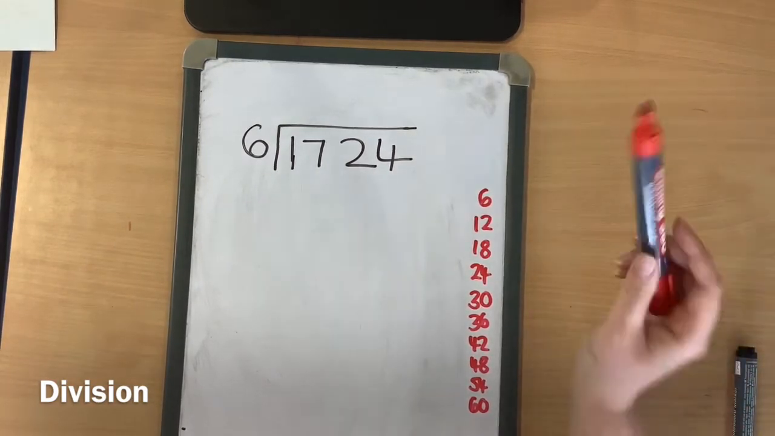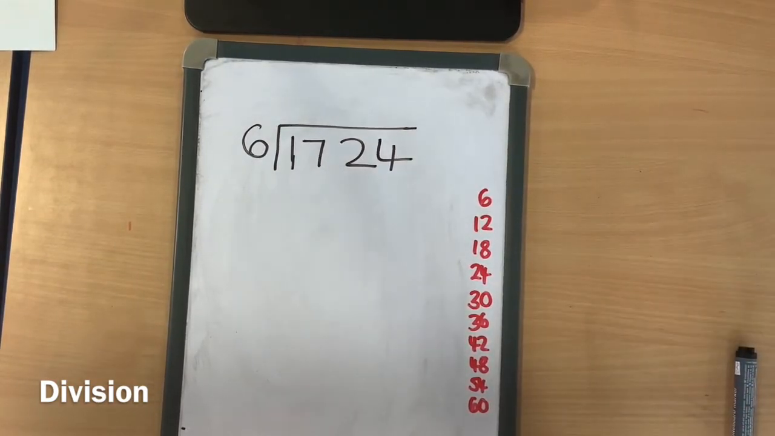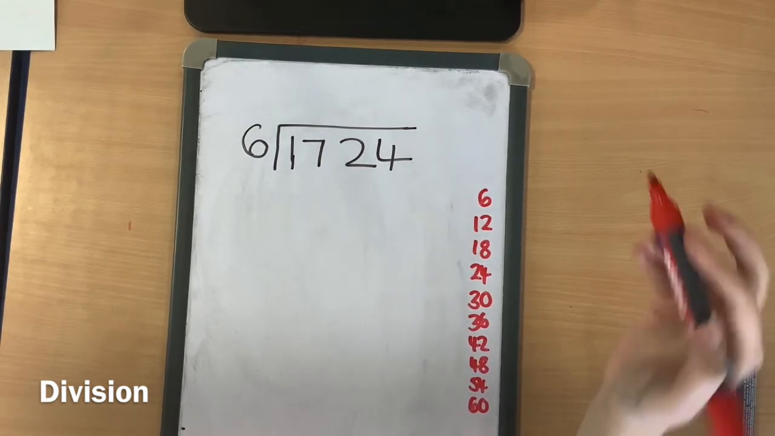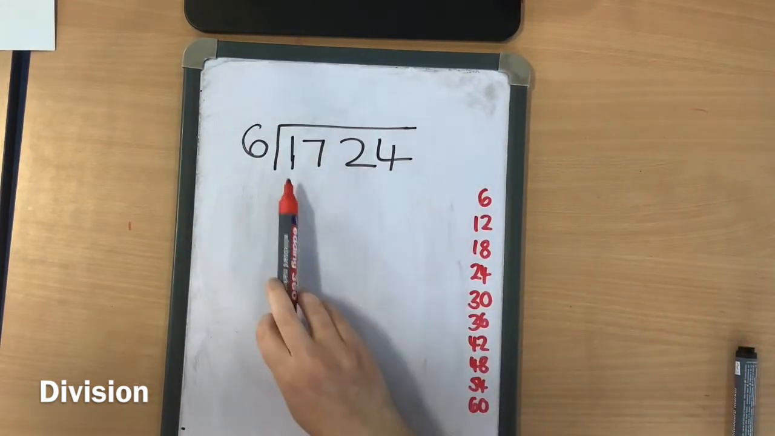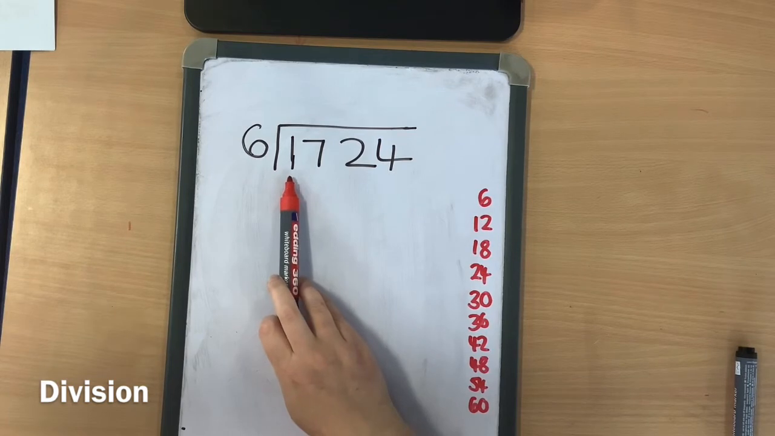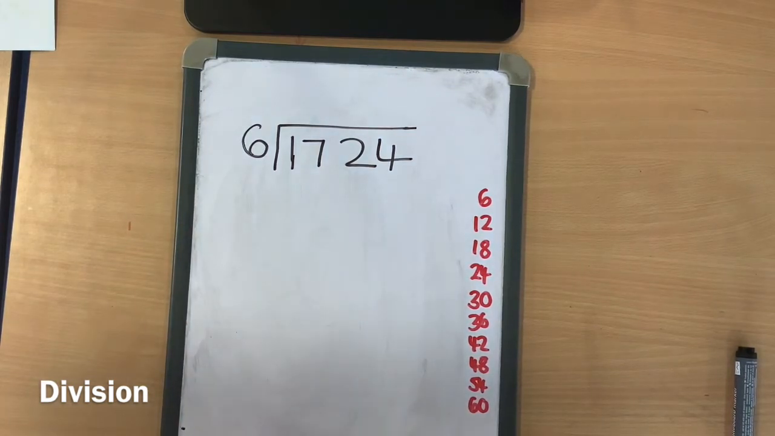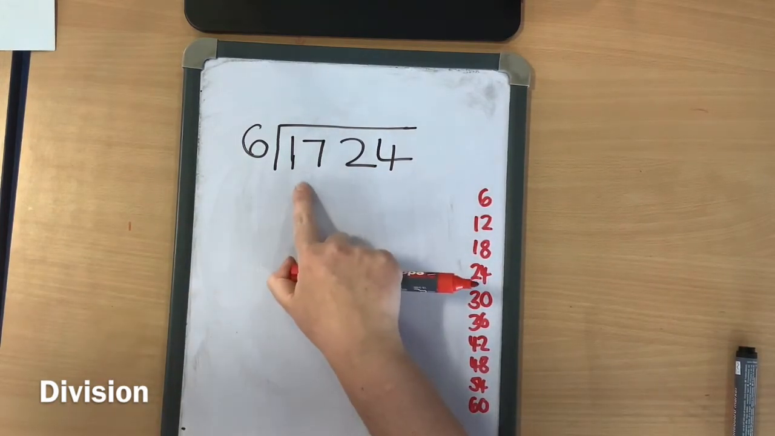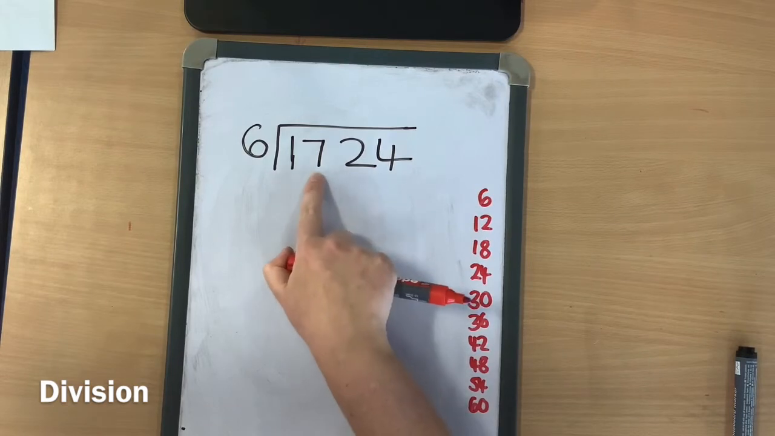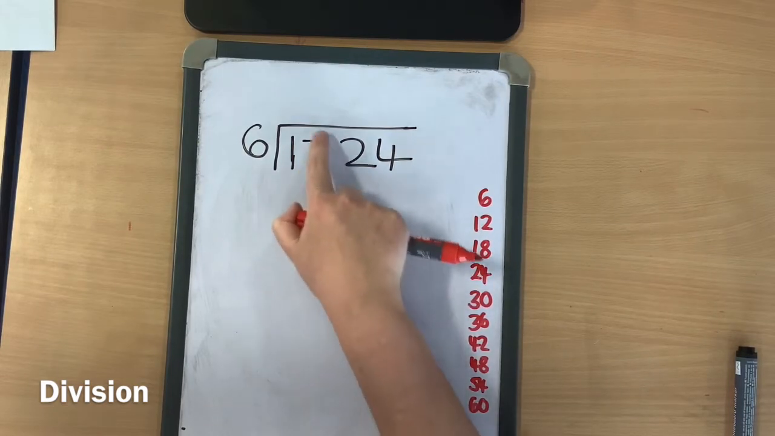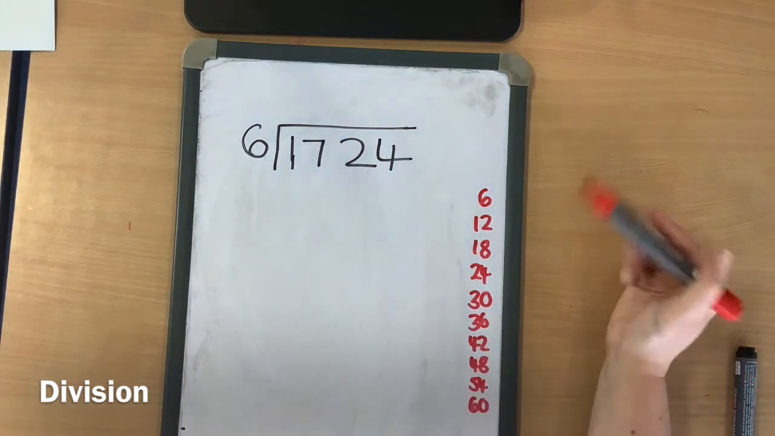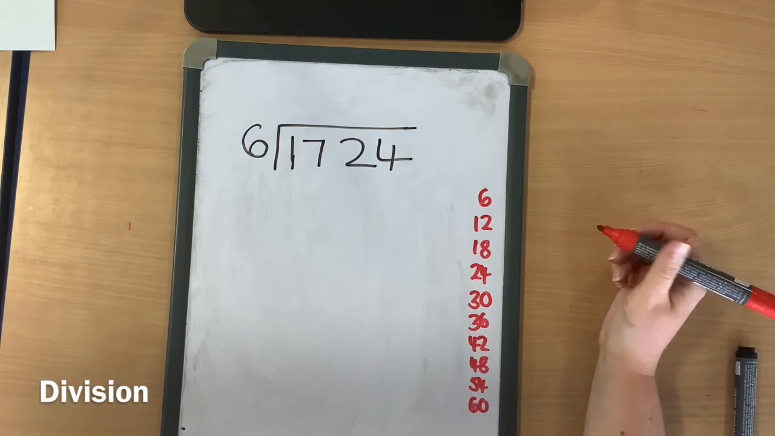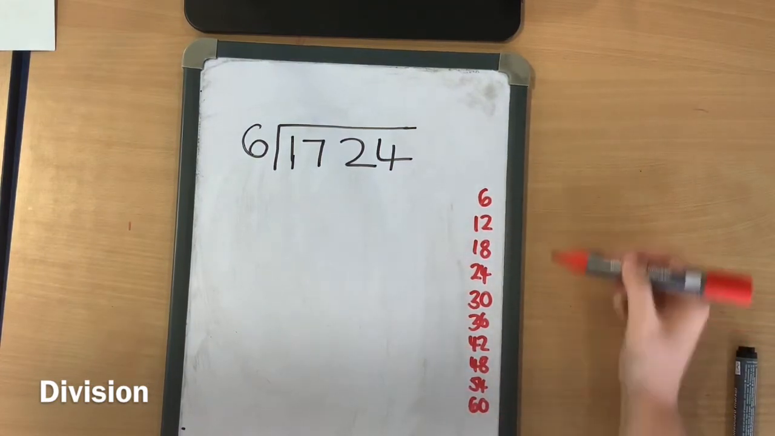Okay, so this time, when we're doing division, we don't start with the ones. So I'm going to start with my largest value, which is my 1,000. And I've got 1, 1 divided by 6. 1 doesn't go into 6, so that means that I then need to look at the next digit as well. So then I've got 17, so I need to do 17 divided by 6, so this is where I can use my times tables.